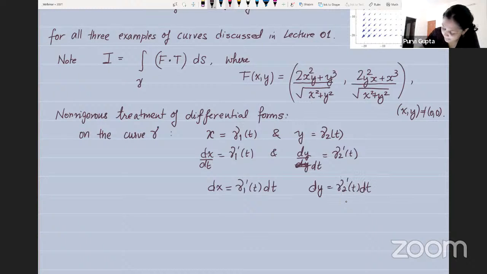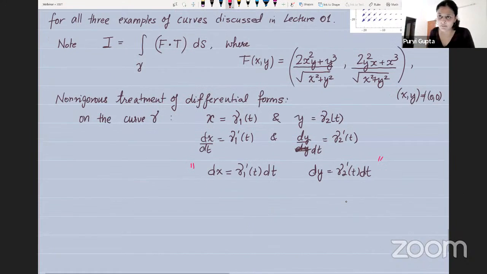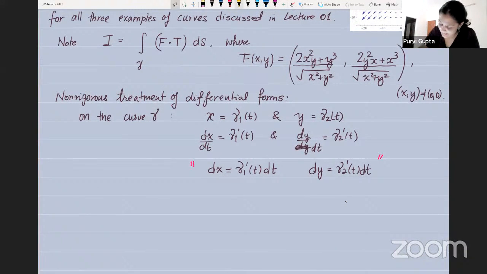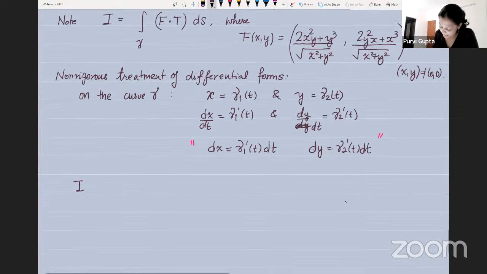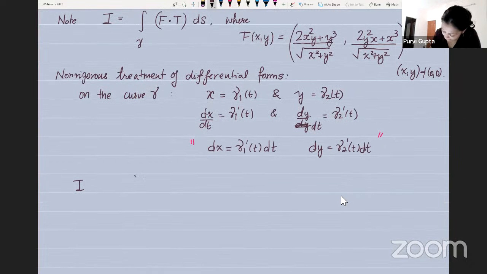Now, this is the part where I will put quotation marks, because this is just a formal way of doing things. But at least in our situation, it works. We can take this for granted. So when I write down this integral in terms of gamma, I translate everything in terms of this parameter t. So now I can write everything.